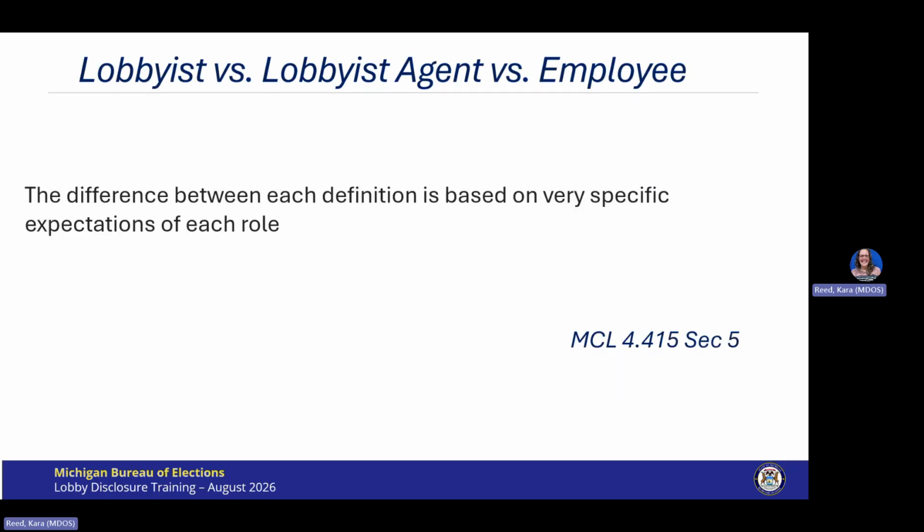How do I know if I'm a lobbyist, agent, or an employee? The difference between each definition is based on very specific expectations of each rule. If you are retaining a person to communicate directly with a public official for the purpose of influencing or attempting to influence legislative or administrative action, and compensation or reimbursement exceeds the current threshold for lobbying, then you are a lobbyist.